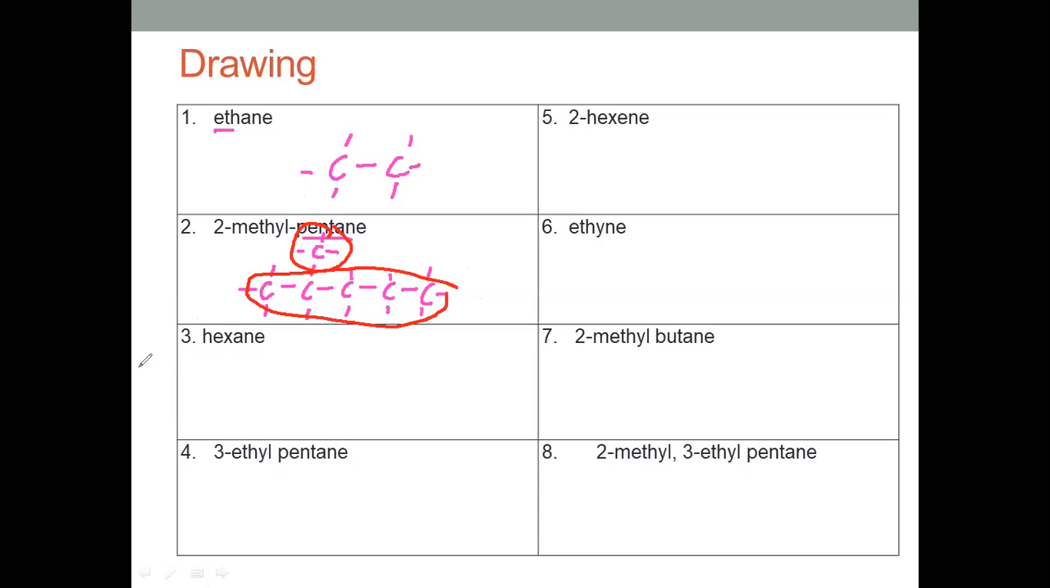All right, hexane is easy. Hex is 6. 1, 2, 3, 4, 5, 6. Add in your H's. And there you go with that one.